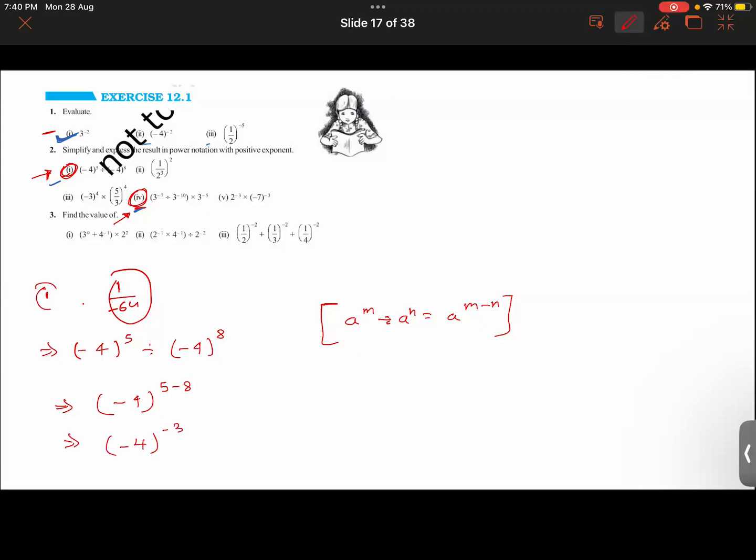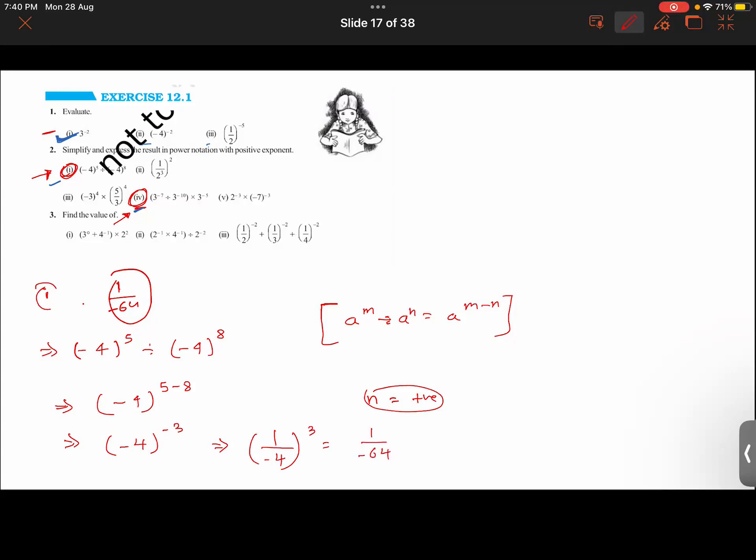Now in order to make the exponent a positive value, we will reverse the order, taking the multiplicative inverse. So it will be 1 upon -4 raised to the power 3, and as Arhan said, it's 1 upon -64. Very good.